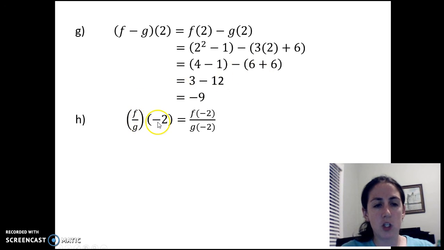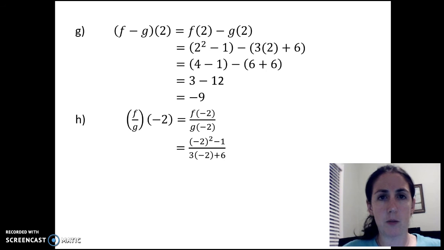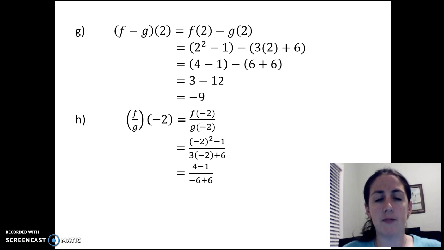Let's do f over g at negative 2, which means we're going to take our f function evaluated at negative 2, divide that by our g function evaluated at negative 2. Now with fractions, it's always automatically assumed that your numerator is in parentheses and your denominator is in parentheses, so it's unnecessary to put them. So into f, we'll replace x with negative 2. Into g, we'll replace x with negative 2. And then we'll simplify our numerator, simplify our denominator, then divide.